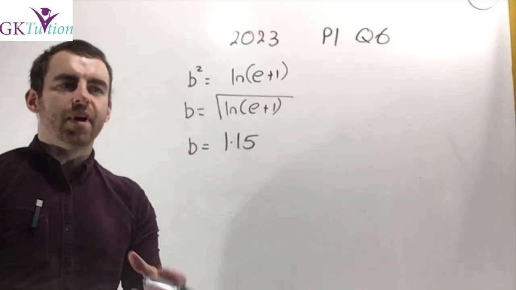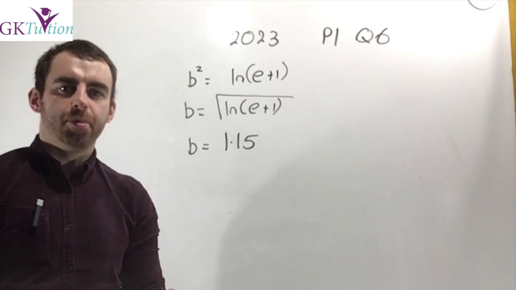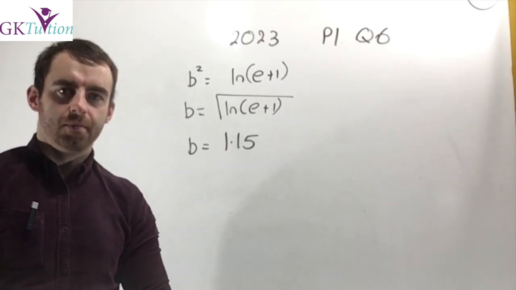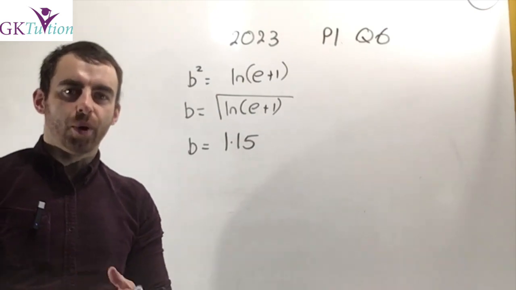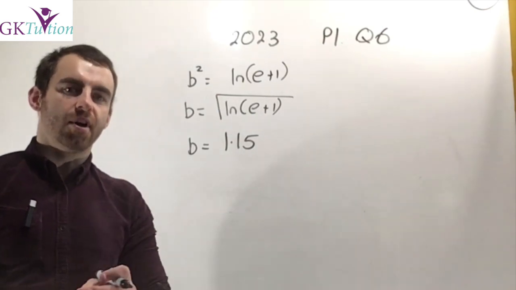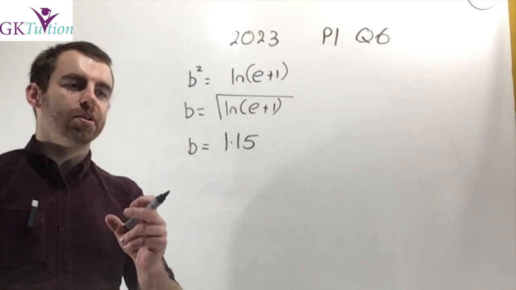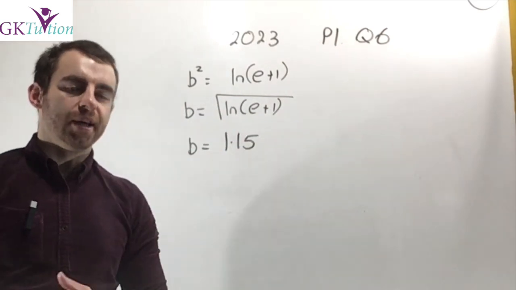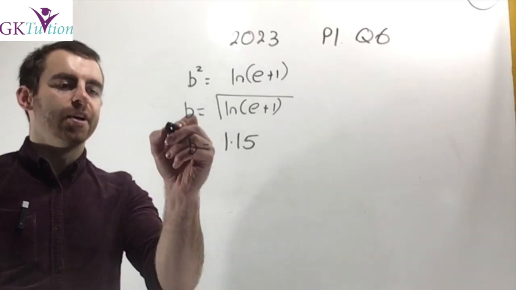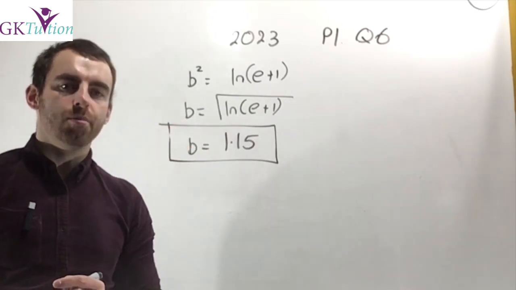So obviously if we have a value for b squared, in order to get b, we just get the square root of both sides. Now, when you get a square root, there's always two possible answers, but the question said that it's a positive constant, so we're only taking the plus value here. And b works out as the square root of ln of e plus 1. Then you can just plug that into your calculator, and your final answer for b is b equals 1.15.